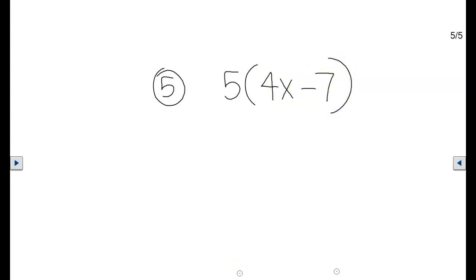All right, here's another one. In this problem, we're multiplying 5 times the group 4x minus 7. Let me make the suggestion that you pause the video right here, right now. Write this one down on some paper and try it. And when you have an answer, unpause the video, and I'm going to finish working it, and you can check and see if you have it right. So I'm going to stop talking here just for a second and give you a moment to pause your video.